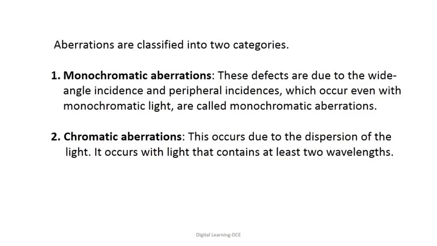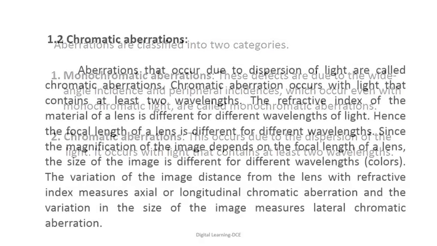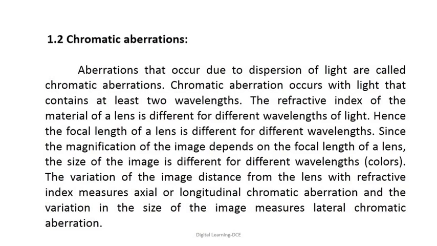Second category, chromatic aberrations. This occurs due to the dispersion of light. It occurs with light that contains at least two wavelengths. Let us discuss chromatic aberrations in detail in this session. Aberrations that occur due to dispersion of light are called chromatic aberrations. Chromatic aberration occurs with light that contains at least two wavelengths.